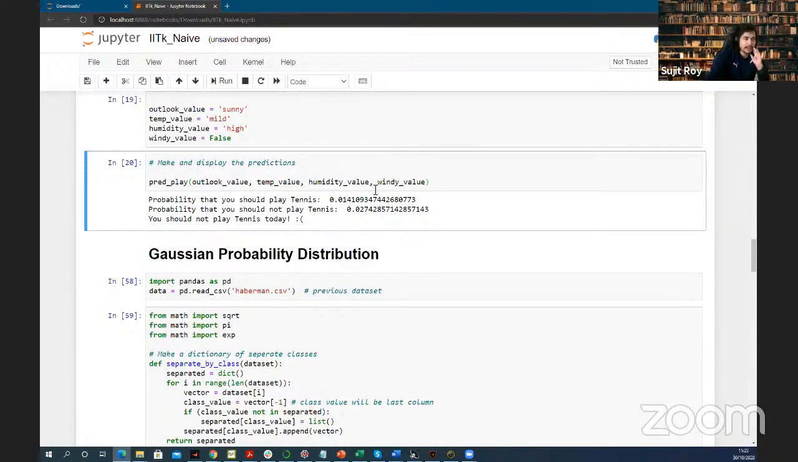So when we predict it, according to the values, you see the probability that you should play tennis is this much, and you should not play tennis is this one. So you should not play tennis today because of the conditions. Now let's try to look at it using a program.